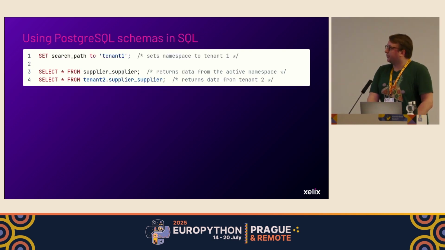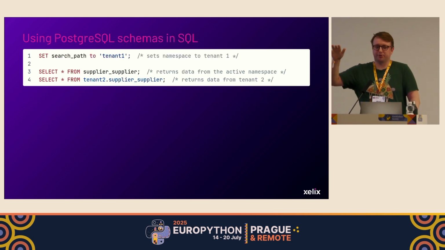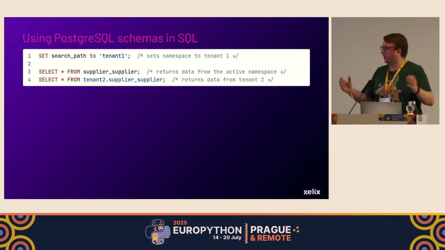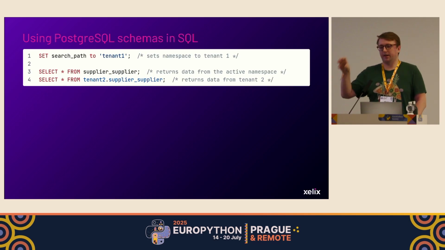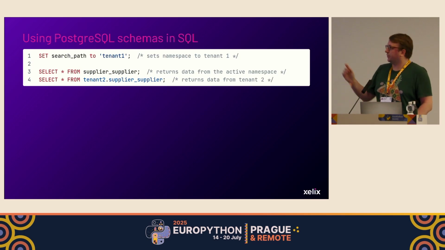That gets a little old, so you can actually just set the namespace for the remaining queries in your connection. So if you set the search path to tenant, it basically says, unless I specify the schema exactly, just return data from the tenant1 schema. But in the same connection, you can still refer to a different schema.